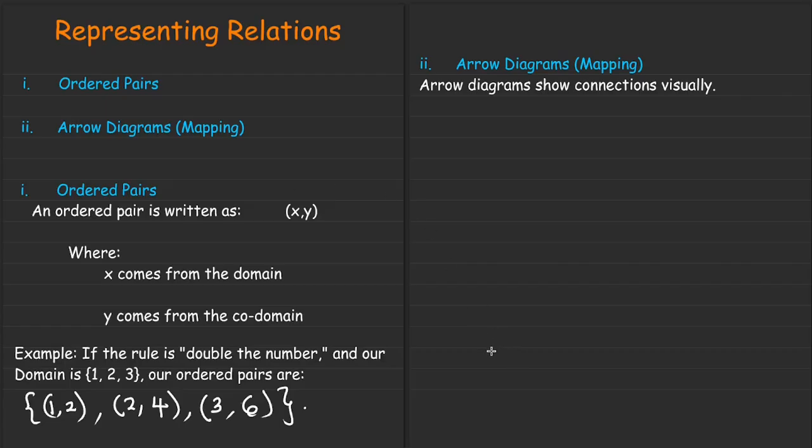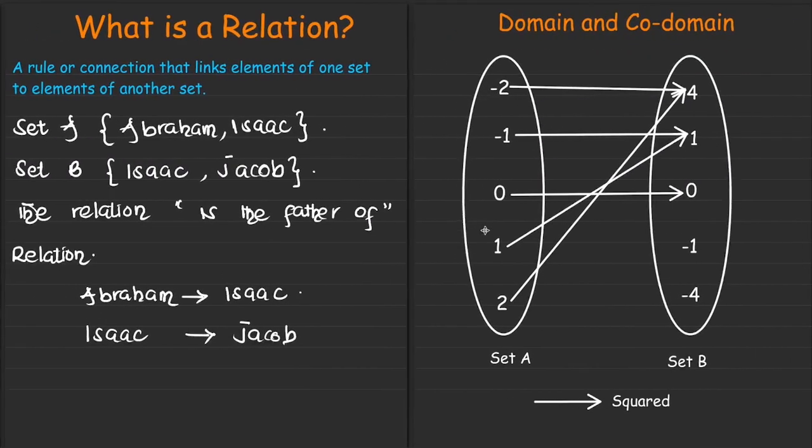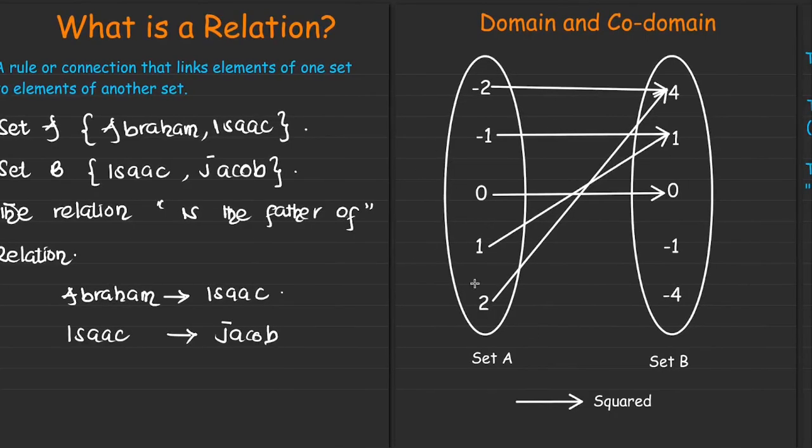The arrow diagram, on the other hand, shows connections visually. By visually, I simply mean if you have one set, which is the domain, and then the codomain also as one set, use arrows to show the connections from one to the other. And with that, one element can even point to more than one, just as you saw in this example here. So this is an example of an arrow diagram.